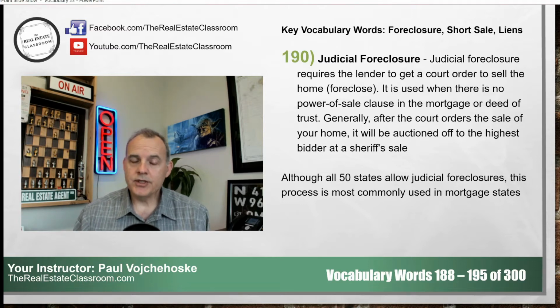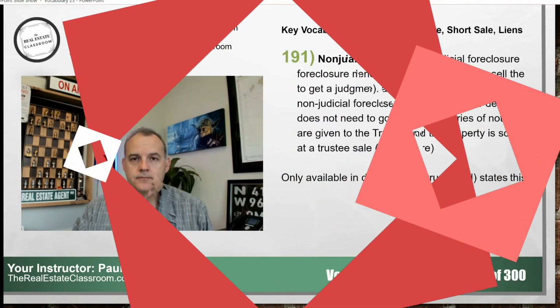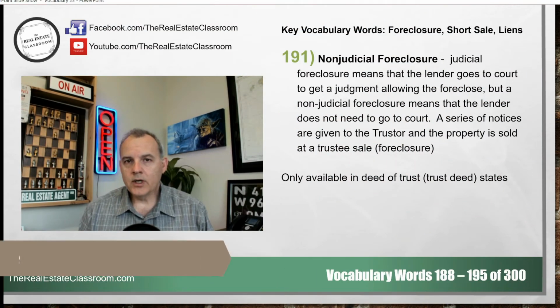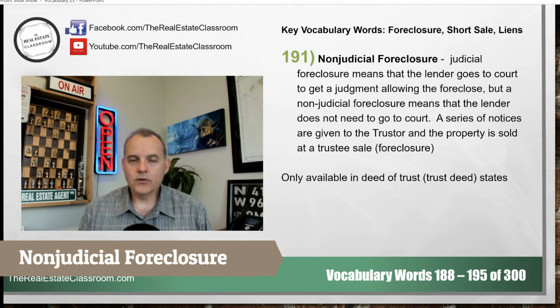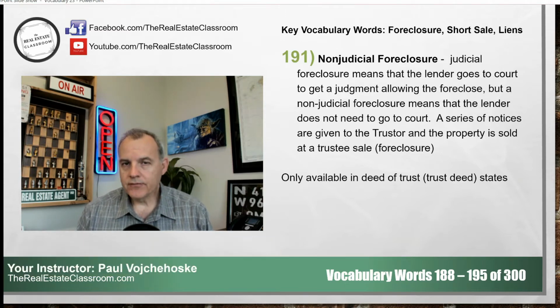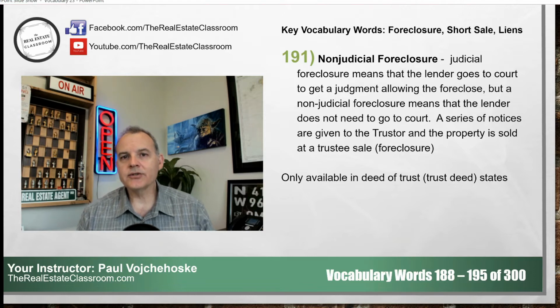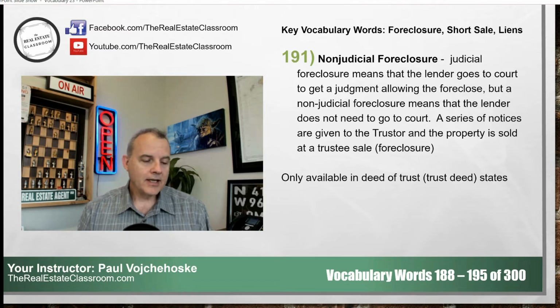The problem with a judicial foreclosure is it can take up to 3 years before the lender can foreclose after a borrower defaults. But that is a judicial foreclosure. Number 191, a non-judicial foreclosure. Now, remember in the previous slide, we talked about a judicial foreclosure where the lender actually has to file a lawsuit, go into court, and get a court order before they can foreclose on the property. That's typically used in mortgage states.